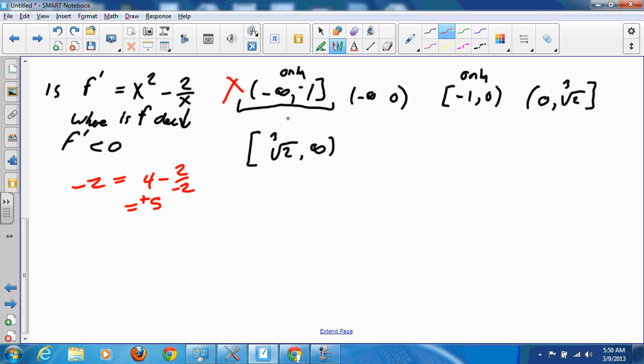Well, moving over to the next one, since we've already done a good job of choosing between negative infinity and 0, we can choose negative 2 again and get positive. So eliminate that one as well.